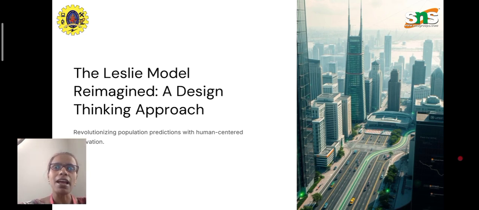So in matrices, the main topic is the Leslie model. So the topic is what? The Leslie model reimagined: a design thinking approach. Through the design thinking approach, we are going to study the Leslie model, for reevaluating population predictions with human-centered innovation. This is the main model.